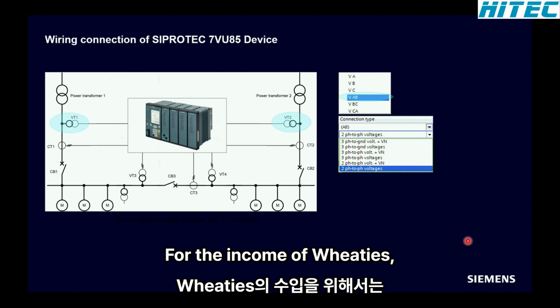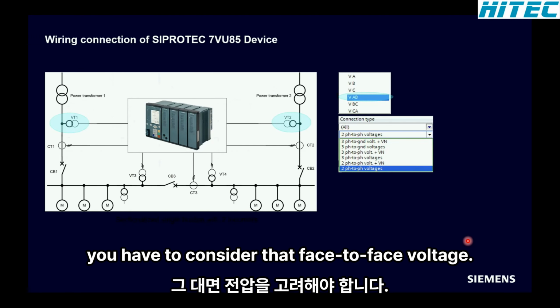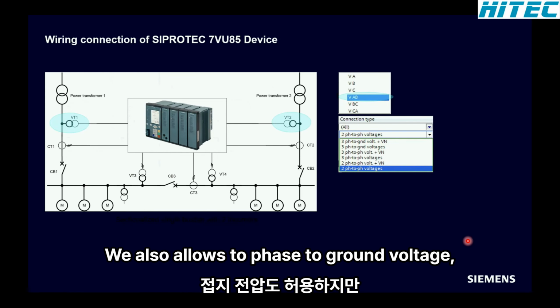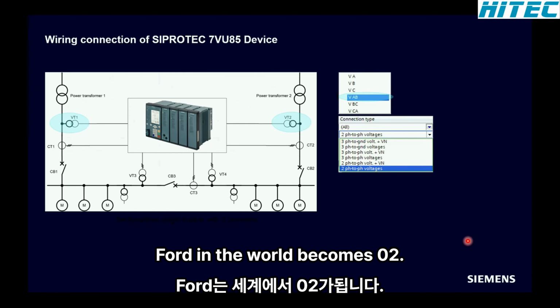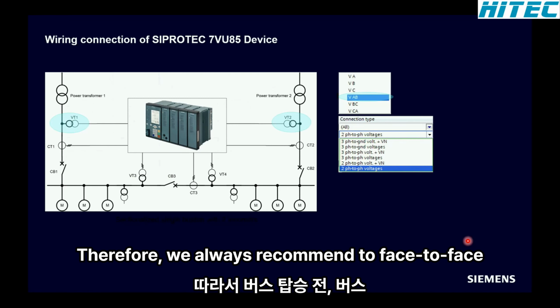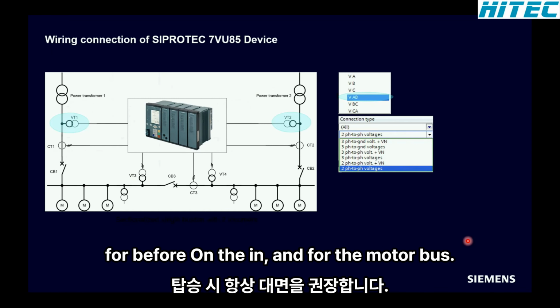Now we come shortly to the wiring connection, and this is important for the selection of the device. For the incomer VTs, you have to consider a phase-to-phase voltage. We also allow the phase-to-ground voltage, but it is not recommended, because in case of a phase-to-ground fault the voltage becomes zero. So therefore, we always recommend the phase-to-phase voltage, to be sure there is no phase-to-ground voltage on the incomer.